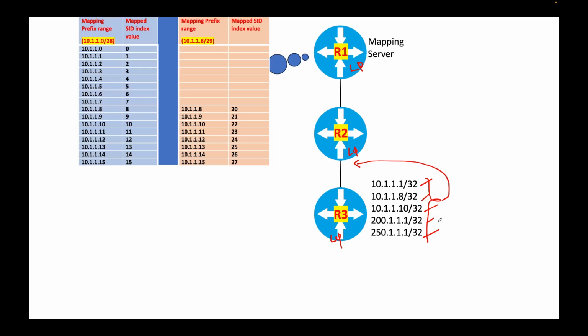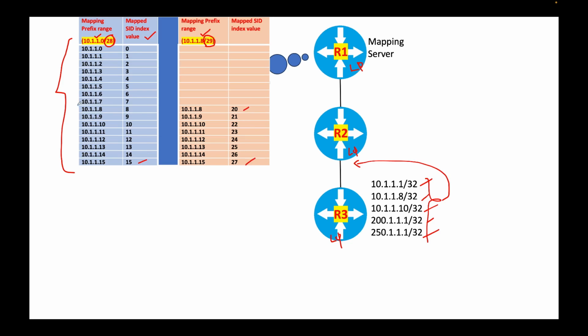So today's lab is about configuring the mapping server, but with the prefix conflict. This is the first range which I am going to configure, that is 10.111.0/28, and this is the second range, that is 10.118/29. This is /29 and this is /28. For the first one, the starting index value is 0 till 15. Here the starting index value is 20 till 27.